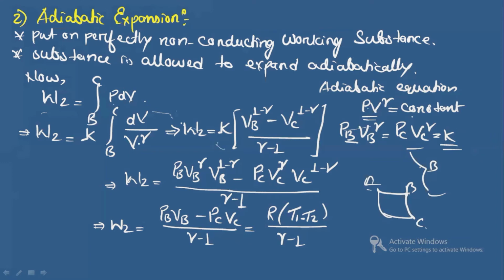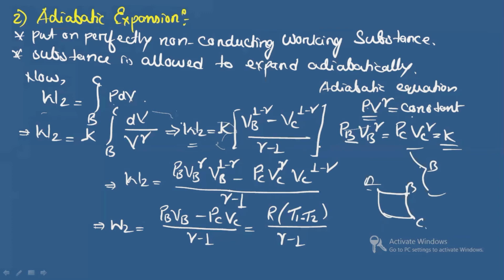Now when you put the value of the pressure here, it will be K integration B to C dV by V to the power gamma. So when you do the integration, you will get the work done W2 is equal to K, the constant term outside. Here you will have VB to the power 1 minus gamma minus VC to the power 1 minus gamma divided by gamma minus 1. All right. Is it clear to you?